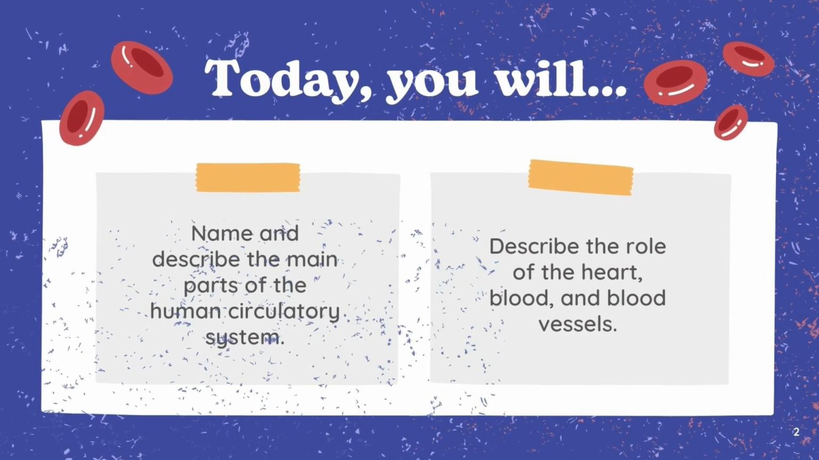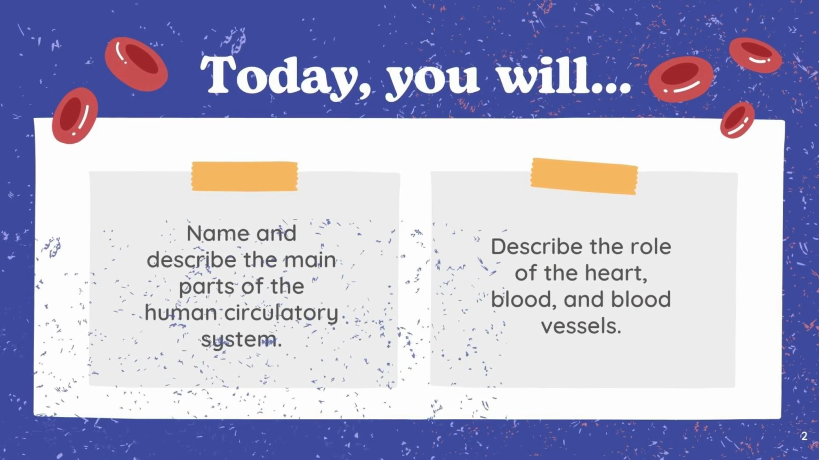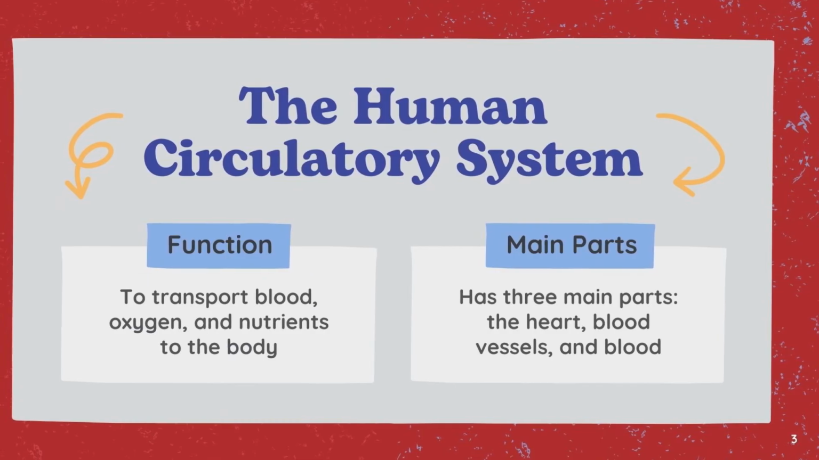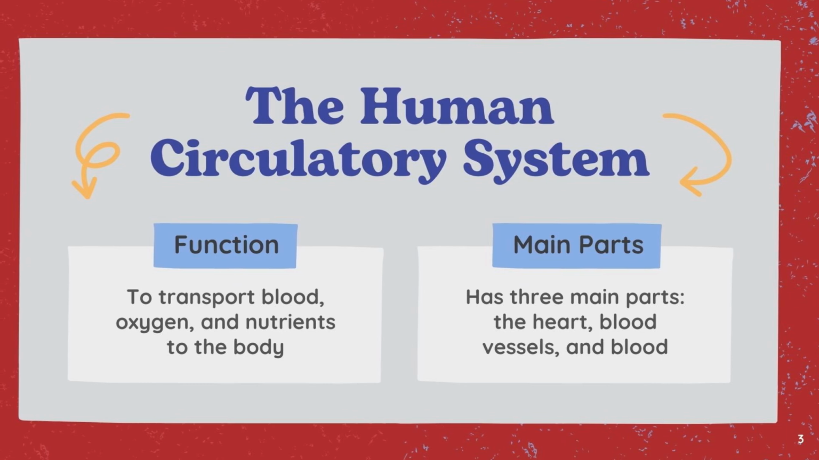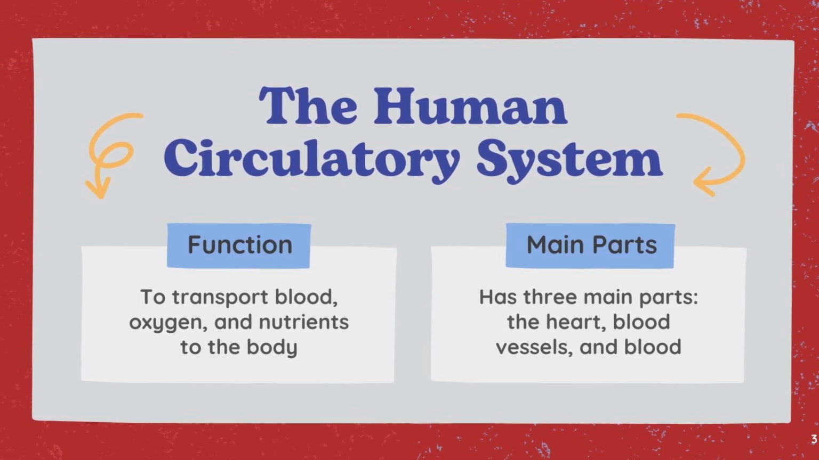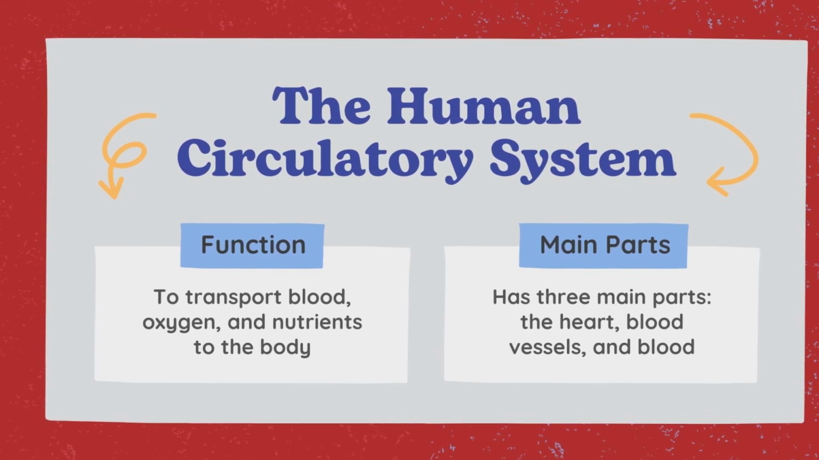Today, you will name and describe the main parts of the human circulatory system. Describe the role of the heart, blood and blood vessels. The human circulatory system functions to transport blood, oxygen and nutrients to the body. It has three main parts: the heart, blood vessels and blood.